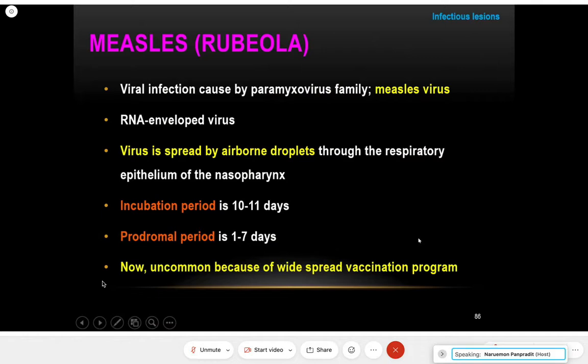It's like another infection, like when you get a viral infection and get the flu. The virus has an incubation period and a prodromal period, and it spreads by airborne transmission. Now it's uncommon because of the widespread vaccination program.